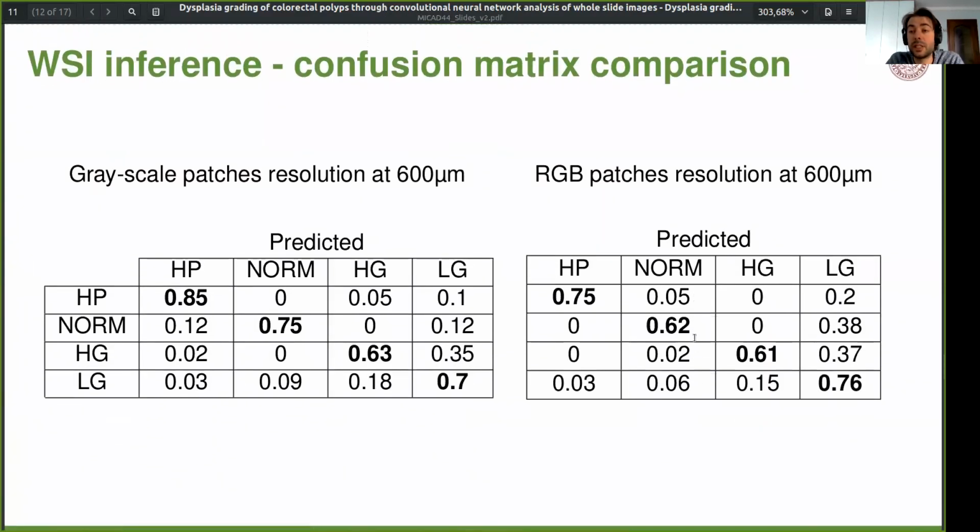As we expected, also in inference for the whole slide, we have the same boost of performance if we use grayscale images. For example, we can see the hyperplastic polyp and the normal tissue have better accuracy for the same physical size of the patches.